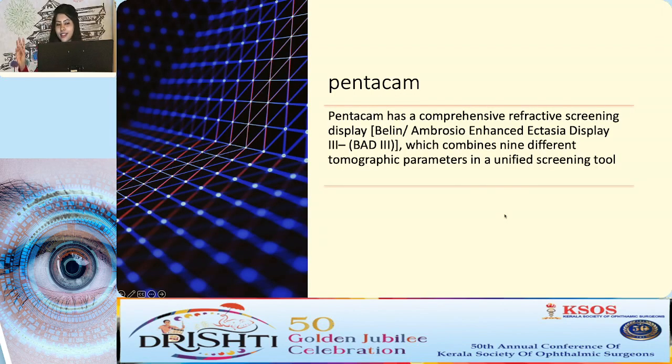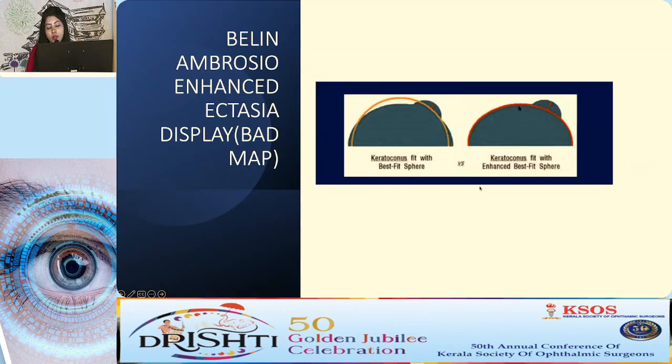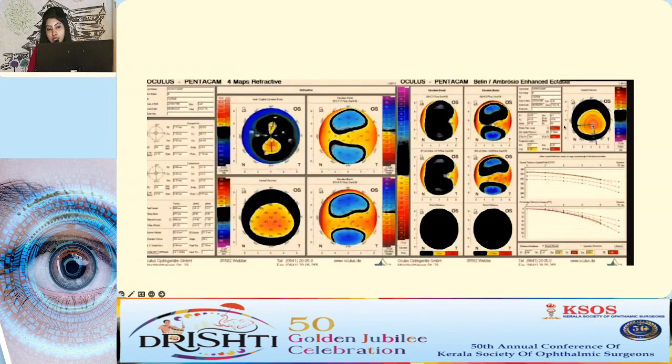So Pentacam has a Belin-Ambrosio enhanced display map also. What is different here is that rather than the best fit sphere, there is something called the best fit enhanced sphere. The normal best fit sphere tries to contain all the ectatic areas within that sphere. But what if there is a keratoconus and there is a projection? Here comes the role of the best fit enhanced sphere, in which it tries to exclude the 4 mm area around the region of ectasia. So that is the best fit enhanced sphere.